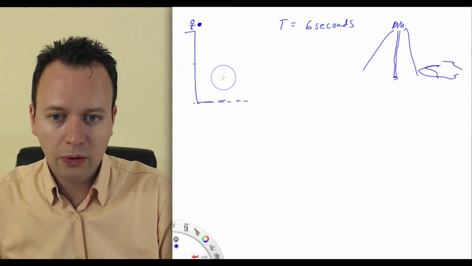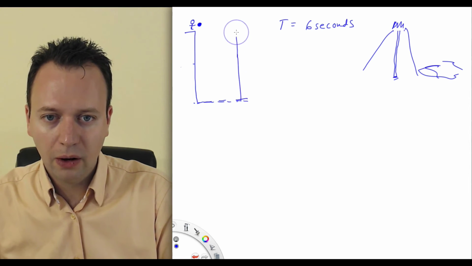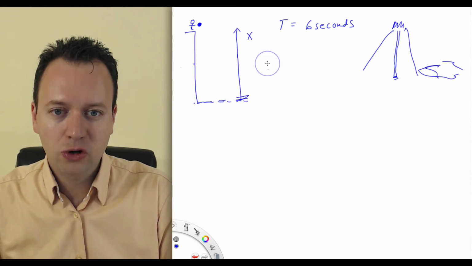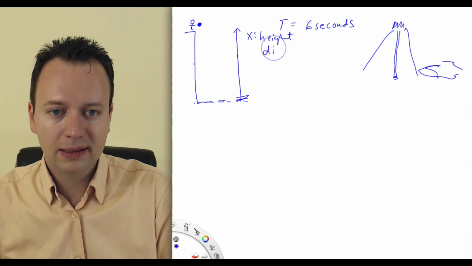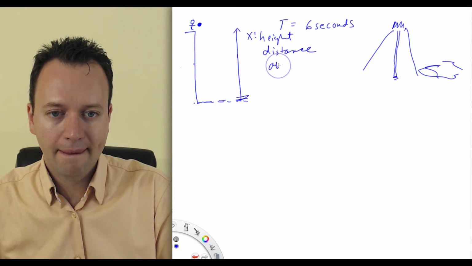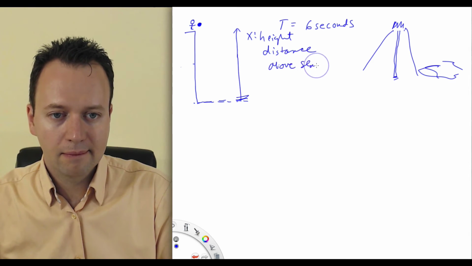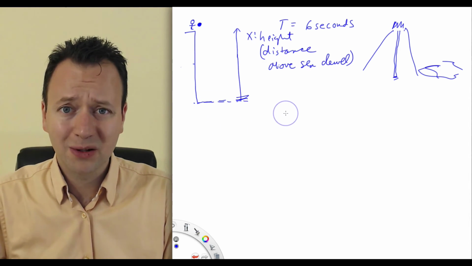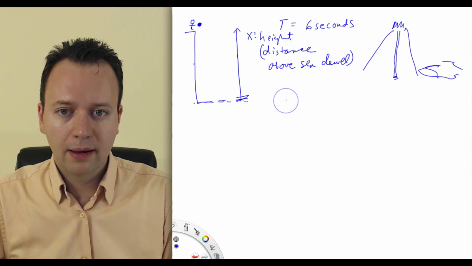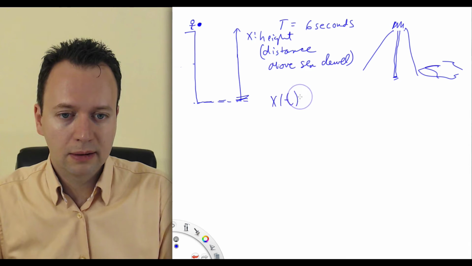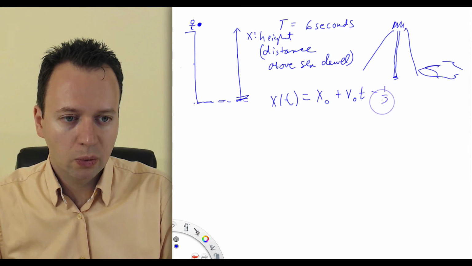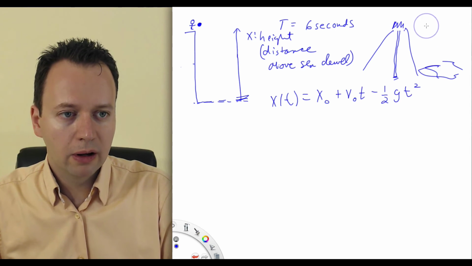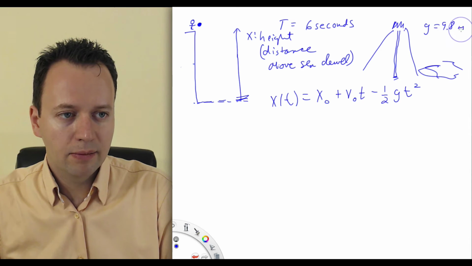Well, first of all, let's do coordinates. X, we always want to assign variables. X measures the distance above sea level. So X is the height. So it's basically the distance above sea level, because sea level is down at the ground here. Or the distance above the ground. Okay, so x of t is equal to x sub 0 plus v sub 0 t minus 1/2 g t squared, where g is equal to 9.8 meters per second squared.